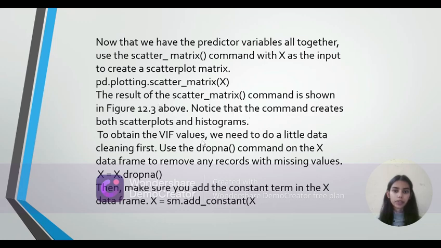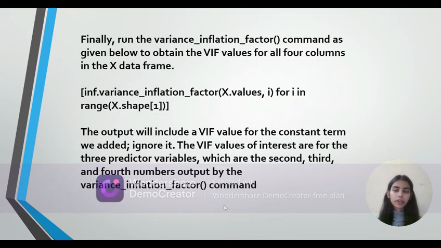To obtain the VIF values, we need to do a little data cleaning first. Use the dropna command on the X data frame to remove any records with missing values. Then make sure you add the constant term to the X data frame. Finally, run the variance inflation factor command given below to obtain the VIF values.